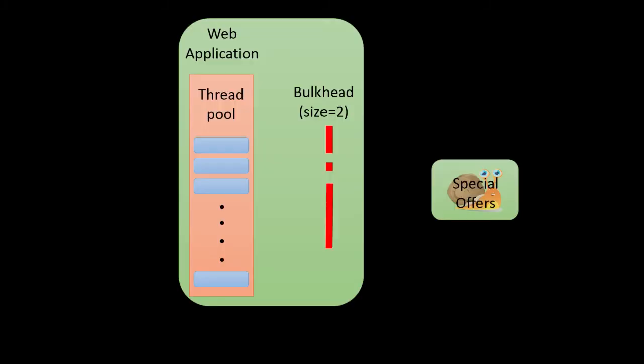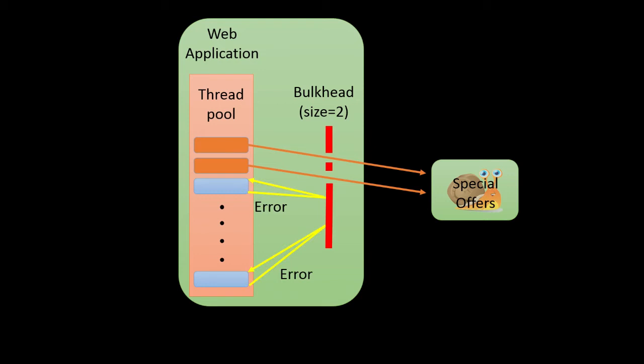Let me illustrate with a couple of images. Consider the web application and the special offer service. We add here a bulkhead with size 2 between them, which means that we let 2 concurrent calls from the web application to the special offer service. When we have 2 calls in progress, additional calls will fail fast. So any other calls to the special offer service will immediately fail.